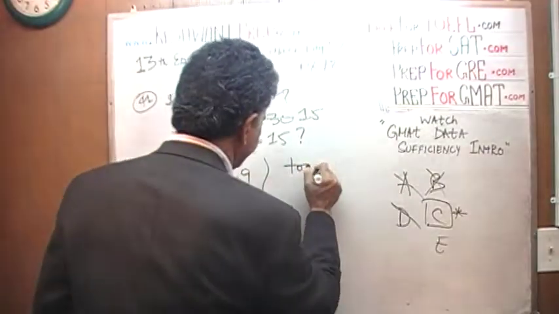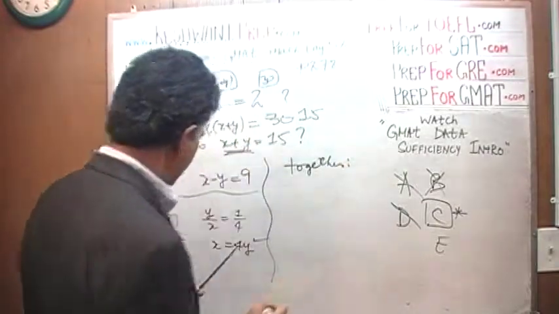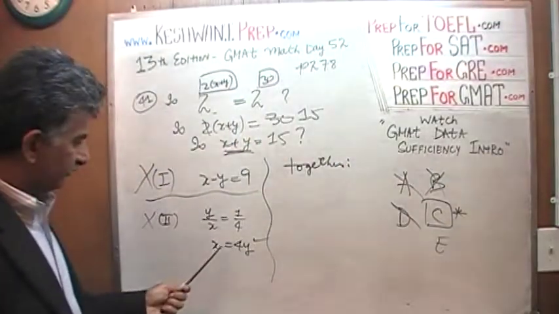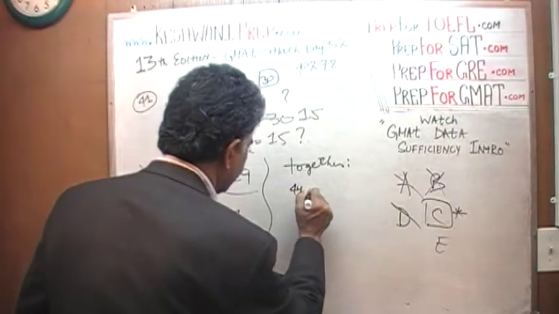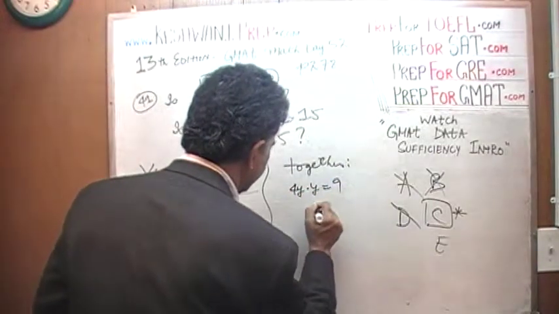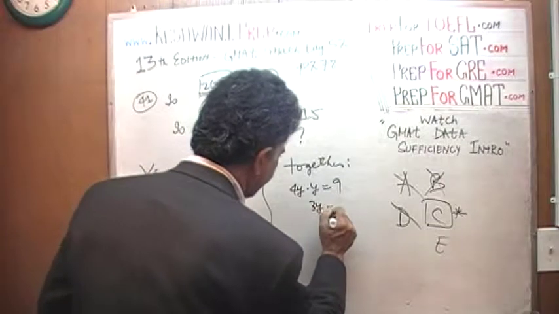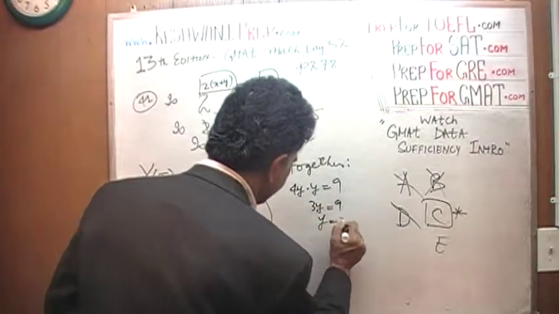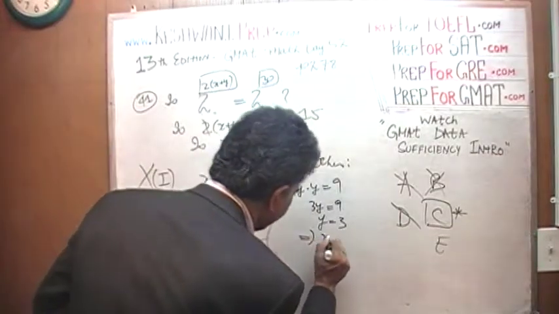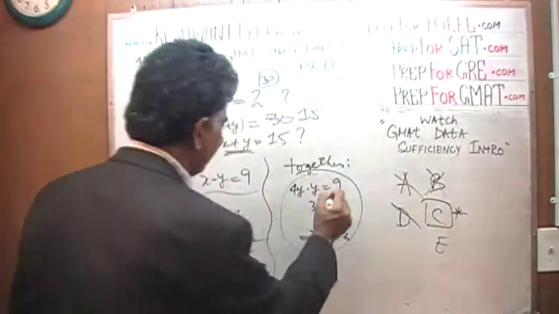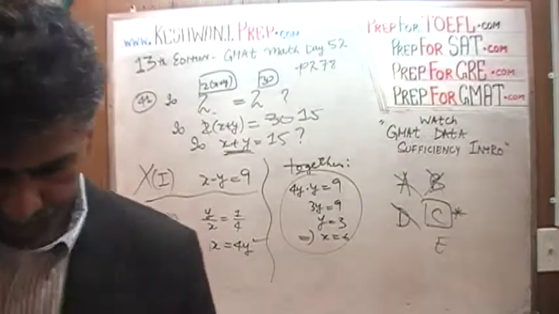Together, if you substitute x equals 4y into the first equation, we get 4y minus y equals 9, which is 3y equals 9, voila, y equals 3. And if y equals 3, x must be 12. It's a very simple solution. You see how it is? It only takes 2 steps.